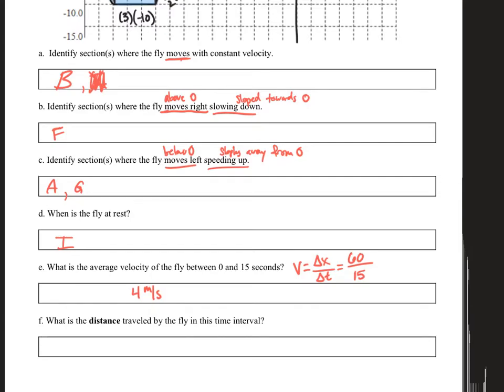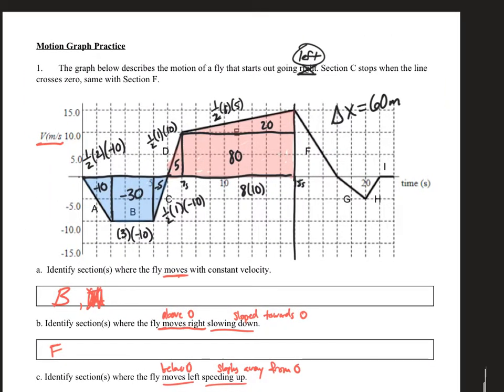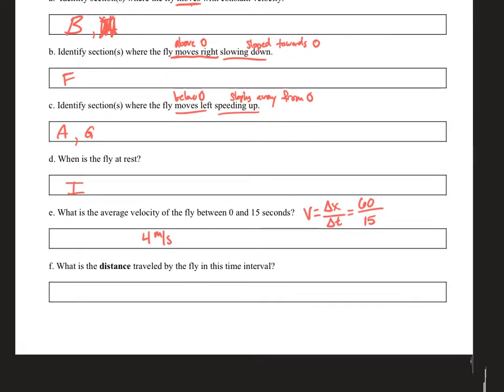So what was the distance traveled by the fly in this time interval? Well, my displacements can be negative. If I want to calculate distance, though, I just leave off the negatives. I don't care whether I'm moving left or right. It's all positive when I'm calculating distance. So if I do 10 plus 30 plus 5, which would be 45, plus 5 is 50, plus 20 is 70, plus 80 would be 150. So add all those together, ignoring negatives, and you get the distance. So velocity equals 4. Distance was a total of 150 meters.